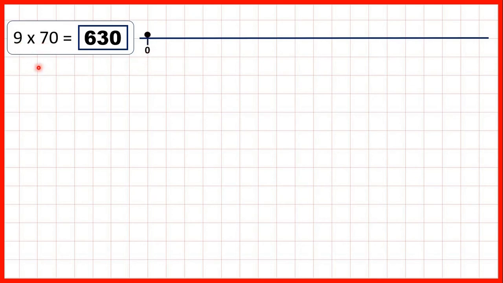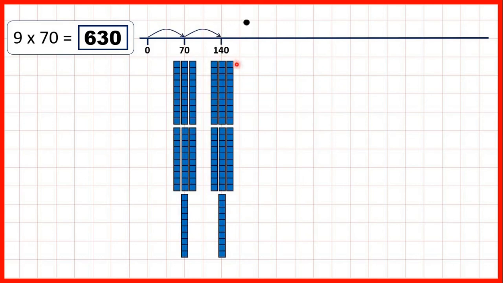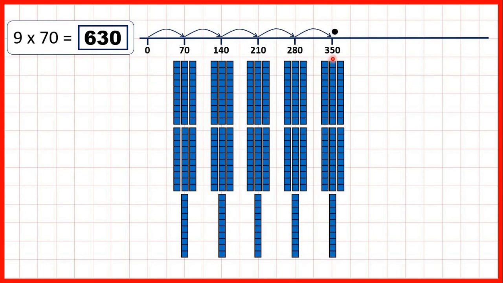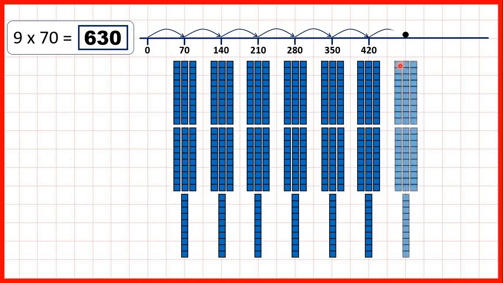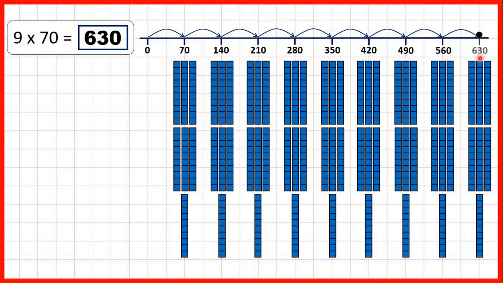If we count 9 steps of 70, we have 70, 140, 210, 280, 350, 420, 490, 560, and then the 9th multiple of 70 takes us to 630, so that's our answer. And again, counting in steps of 70 is just like counting in steps of 7, but with a 0 in the ones, because we're counting not in ones, but in steps of 7 tens, or 70.